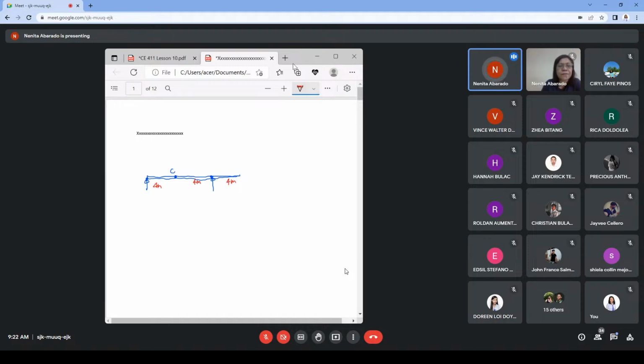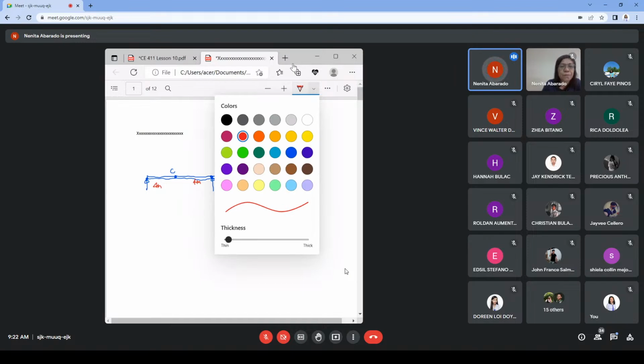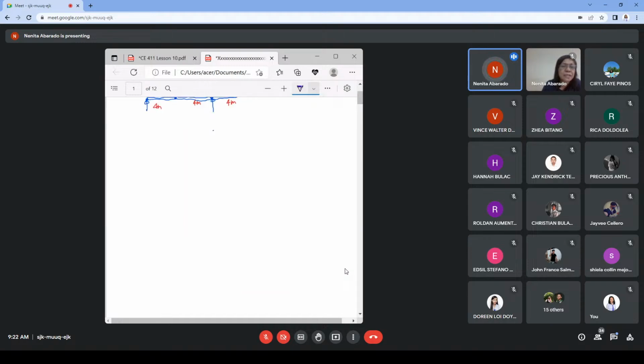So, what is the first step? We are going to determine the reactions. Kuhain muna natin sa reactions. Kasi hindi naman tayo pwedeng mag-section without knowing the reaction. So, let's say we have here AY and BY. So, pwedeng sa AY na lang tayo, okay? So, let's say summation of moment at point B is equal to 0.